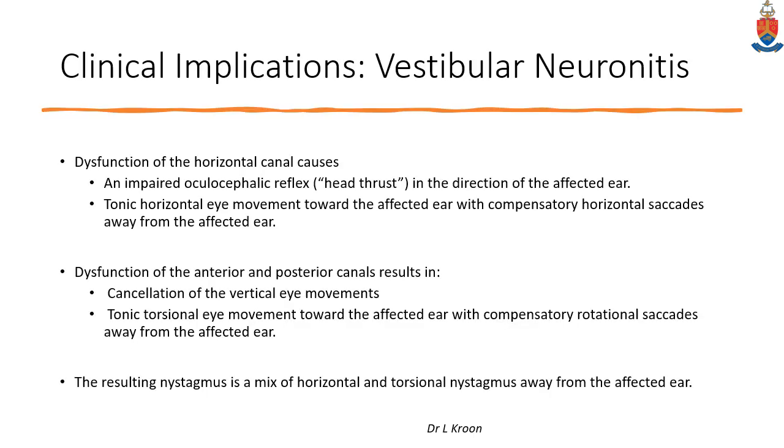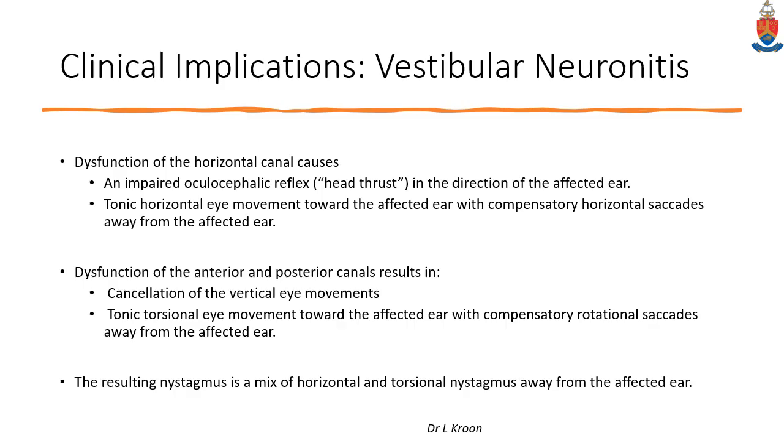So the classic nystagmus with dysfunction of the vestibular portion of the vestibulocochlear nerve is a mixed horizontal and torsional nystagmus, away from the affected nerve. In addition, you will see an abnormal oculocephalic reflex or head thrust in the direction of the affected ear.